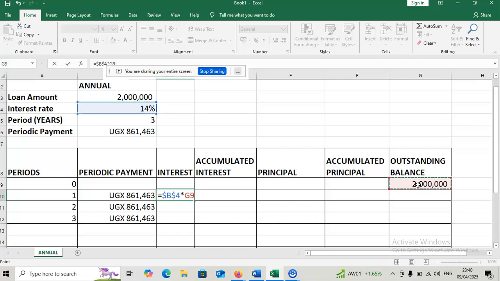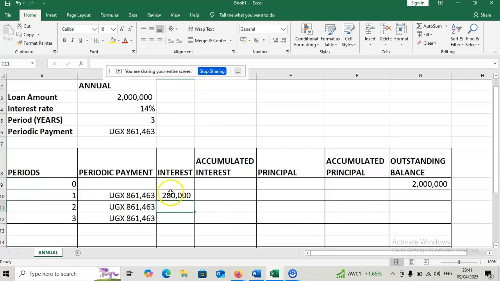Yeah, we are not going to fix it because it is going to keep varying. When you pay an amount of money, it reduces. Okay, then press the enter button. Okay, you drag down also. Now what does this mean?